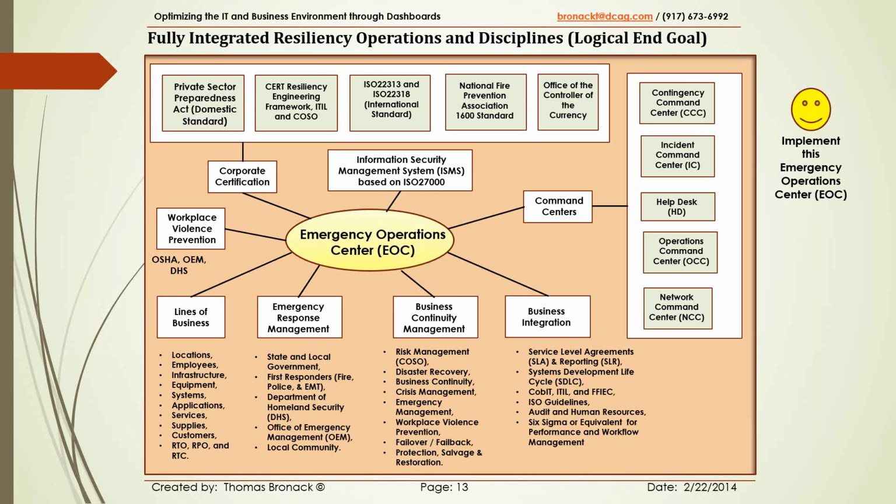park with other companies. Business continuity management has to always be involved because they're the ones who are responding to a failure, and that's risk management, disaster recovery, business continuity, crisis management, and so on down the line, including protection, salvage, and restoration. Business integration is always involved as well, but they're usually up front. Service level agreements, which we would like to know, because if a failure is affecting a service level agreement or a regulatory requirement, we would like to know about that as soon as possible.